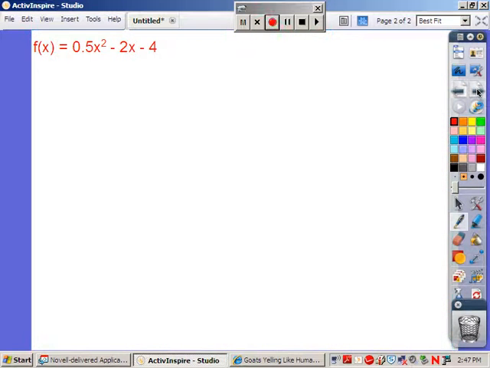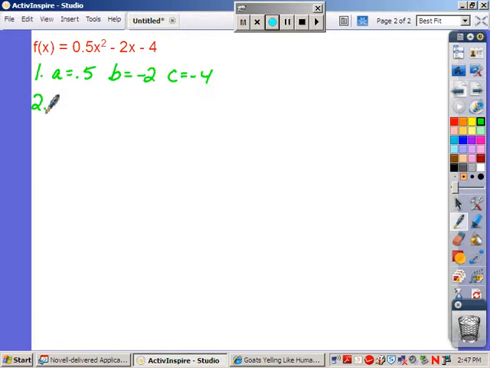All right, let's go on to the next one. I hope you like goats yelling as much as I do. So we're going to follow the same exact procedure for this one as we did for the last one. Step one would be to find A. A is 0.5, B is -2, and C is -4.